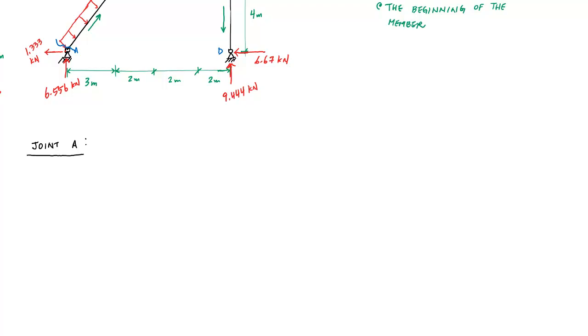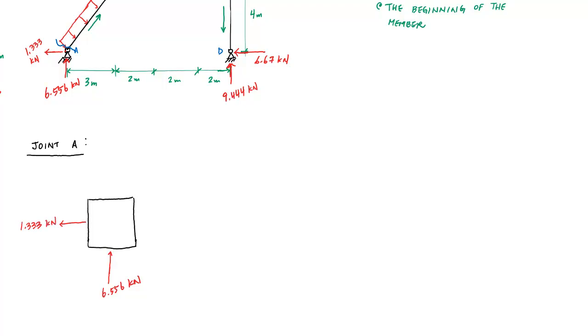And so here I'm going to say I cut just before the distributed load on the member starts. And I'm going to isolate joint A here. I'm going to really exaggerate joint A here. At joint A, I have a 6.556 kilonewtons acting upward on the joint. Here I have 1.33 kilonewtons acting to the left.